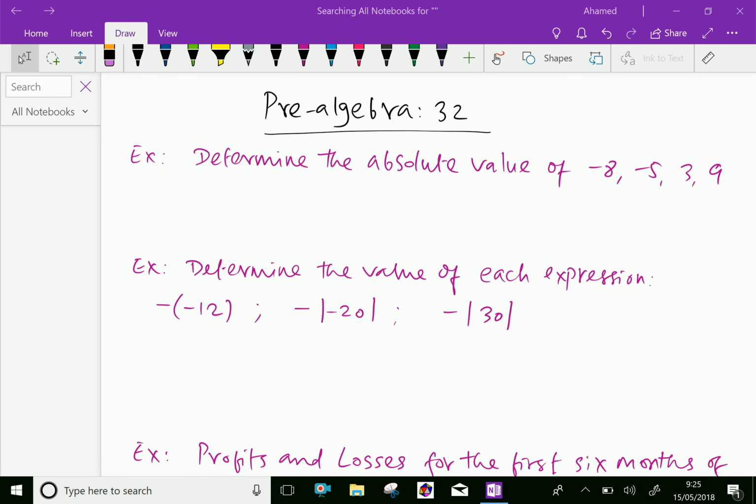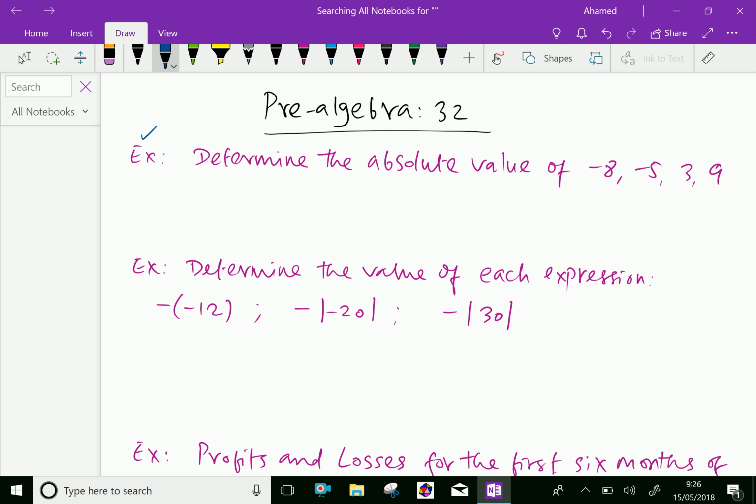Welcome to aminacademy.com. In pre-algebra, let us do some example problems regarding integers. Look at this example. Determine the absolute value of -8, -5, 3 and 9.